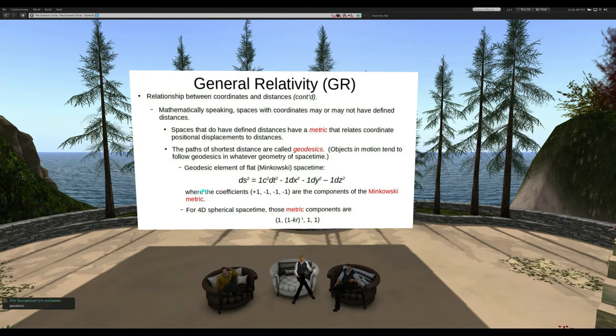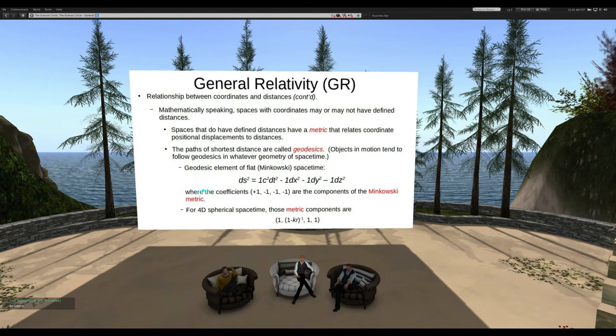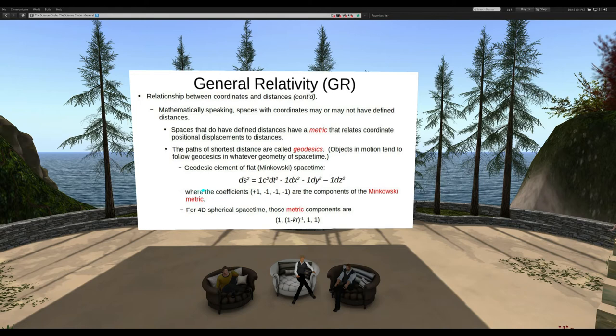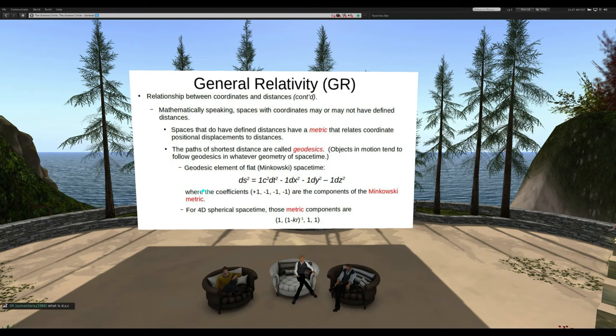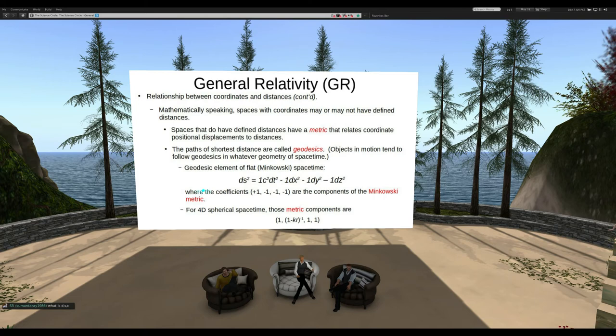Okay. So you can create, mathematically speaking, spaces with coordinates that may or may not have a defined distance. If it does have a defined distance, you need what's called a metric that relates coordinates, positional displacements, to distances. So there you are on the corner of Maple and Elm, and you want to go to King and Queen. What's the distance you're going to be traveling? So you look at the map scale.